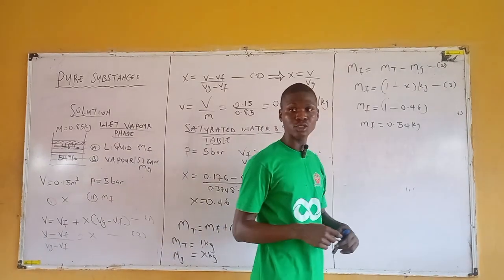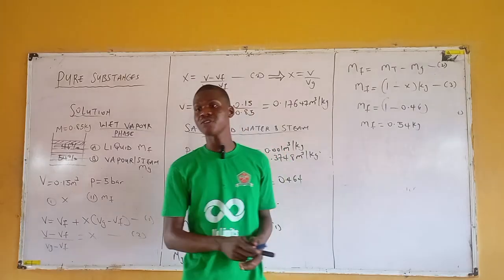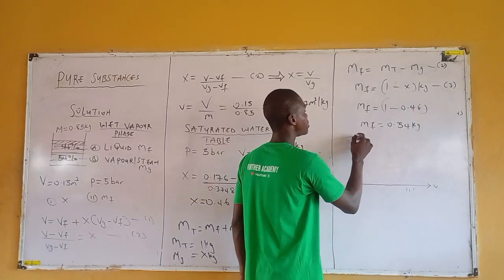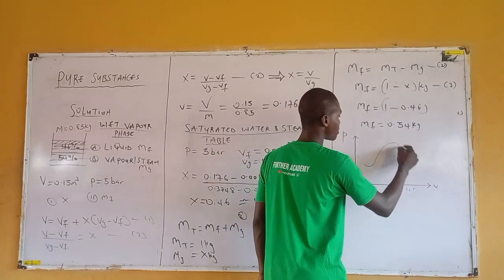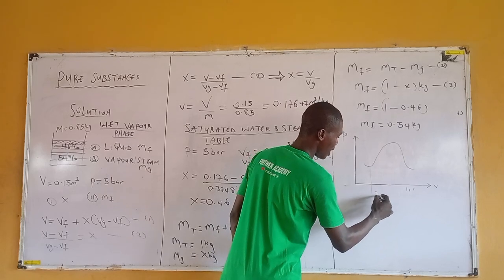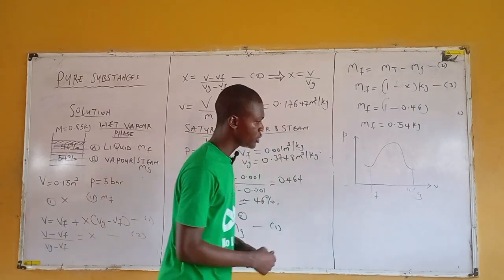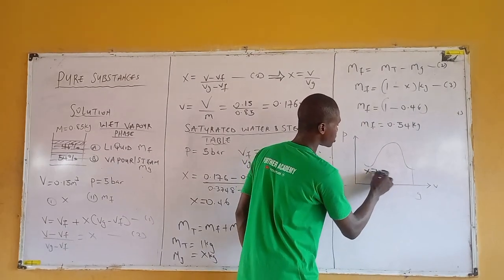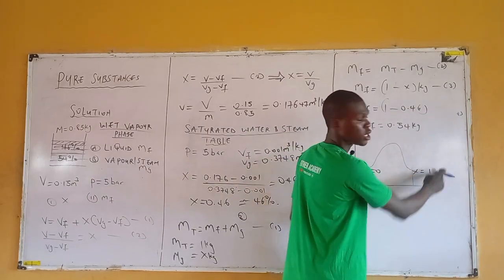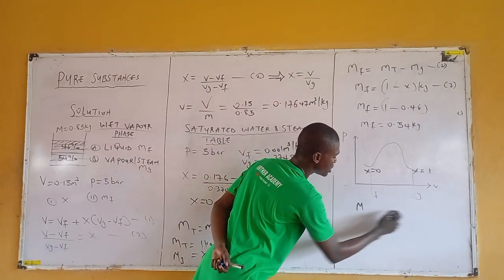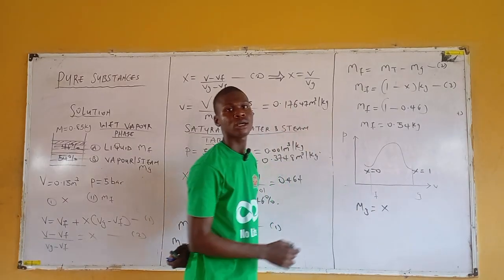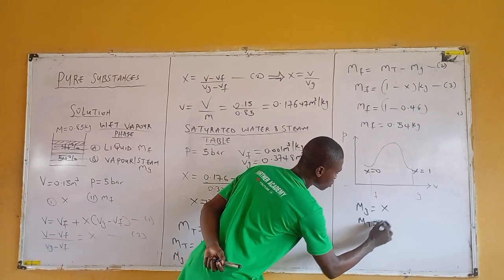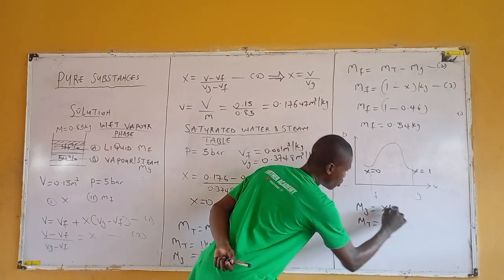We are referencing back to our pressure and specific volume graph. This is the graph. That's why the introductory class is very important. This is specific volume, this is pressure. This line is F, this line is G. So X here is 0, and X here is 1. So we are saying the mass of this very guy is equal to X, and the total mass is equal to 1 kg. That's the concept.